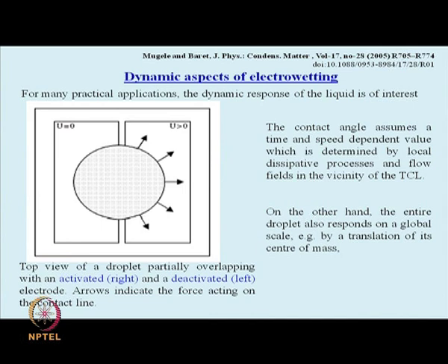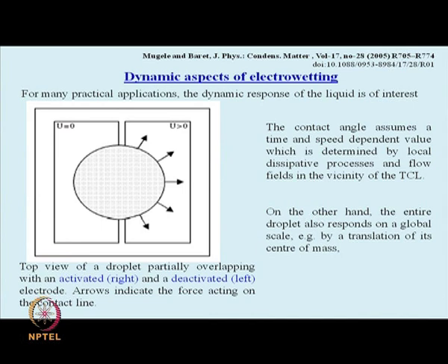Now, when this electrode is switched on, the contact angle will reduce and the contact line, the edge of the droplet, will have a tendency to move in this direction. So, if the conditions are right, then mass from this portion of the droplet will move towards the adjoining electrode, and the entire droplet will probably shift from the left to the right.